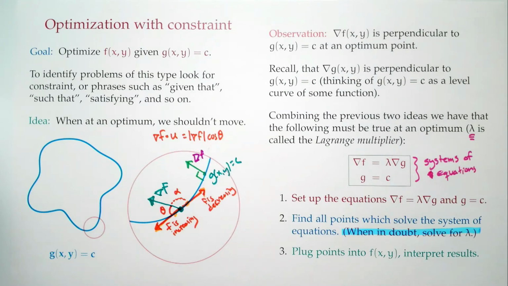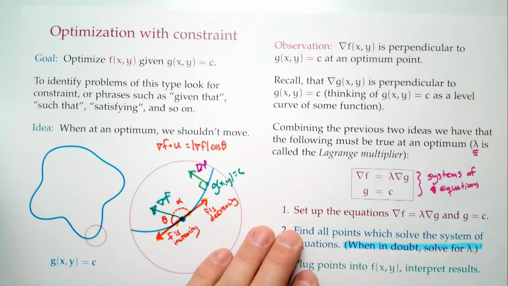So once you've found your points, you've essentially gone back to our make a list philosophy. So we're making a list of all our points where these things are satisfied. And finally, what we do is we plug these points into our function and interpret the results. So once you get the flow of these questions, they're actually very quick. Set up the system of equations, solve for your points, plug them in. So let's do some problems.